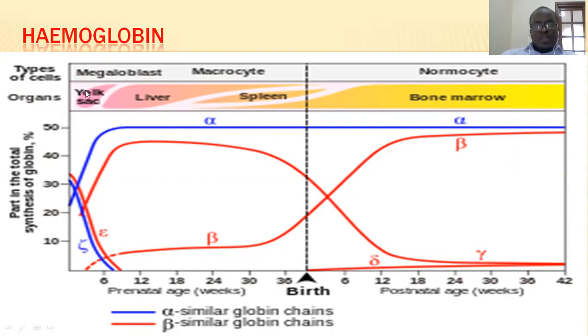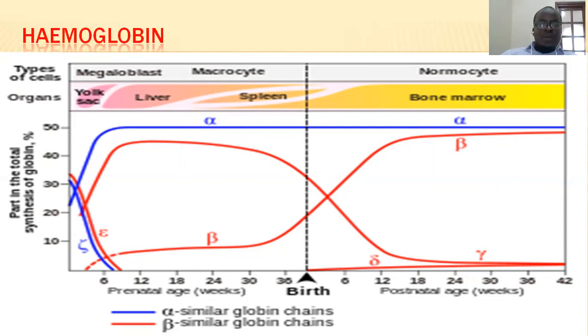But within the yolk sac also, you can have a combination of two alpha and two epsilon. So you have a combination of polypeptide chains composed of two zeta and two epsilon, which is called the Gower 1 hemoglobin. Then you also have the Gower 2 hemoglobin that is composed of two alpha and two epsilon. So those are the two types of hemoglobin that are dominant in an embryo.